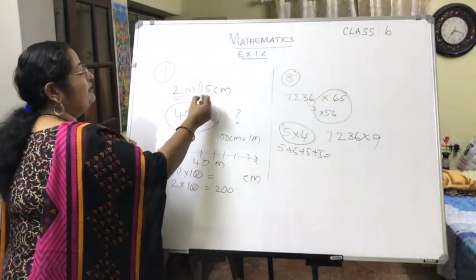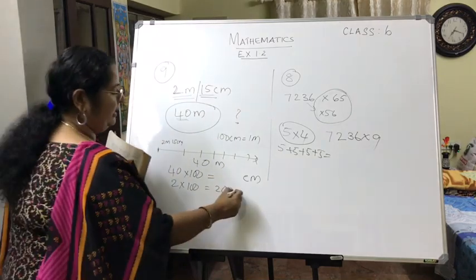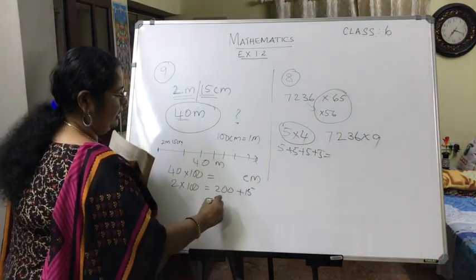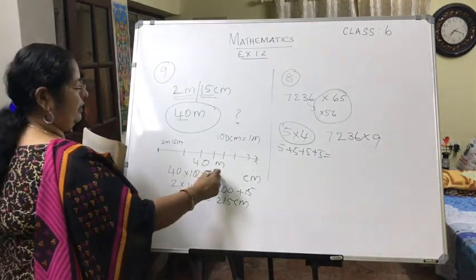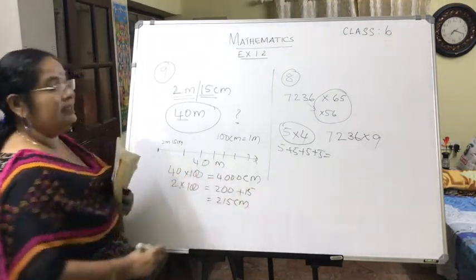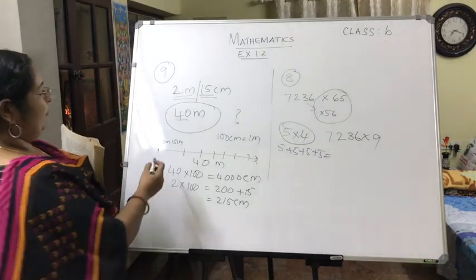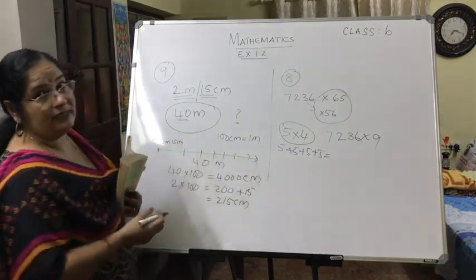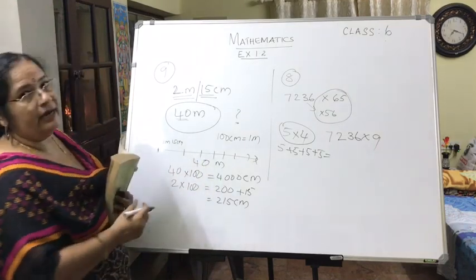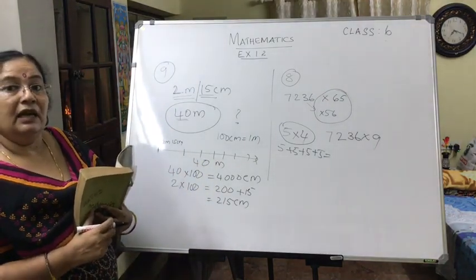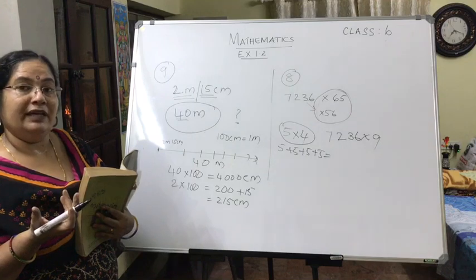Plus we are having this 15 along with us. So what would it be? 200 plus 15, 215 centimeters. 40 into 100 will be 4000 centimeters. So you are having 4000 centimeters of cloth with you. For one shirt you require 215 centimeters. How many shirts can you make?